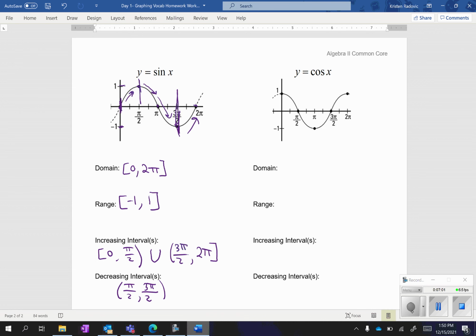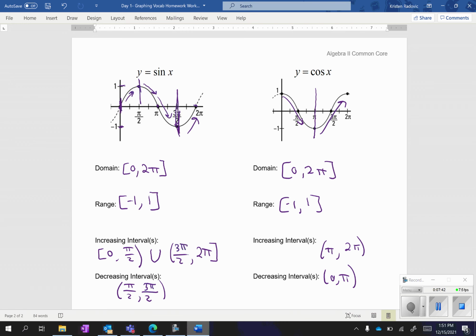Try to see if you can do cosine by yourself and then watch the rest of the video. Your domain is still going to be from 0 to 2 pi. Your range is still going to be from -1 to +1. However, your increasing intervals, we are going up from there to there. That is from pi to 2 pi. And we are heading downwards from 0 to pi.